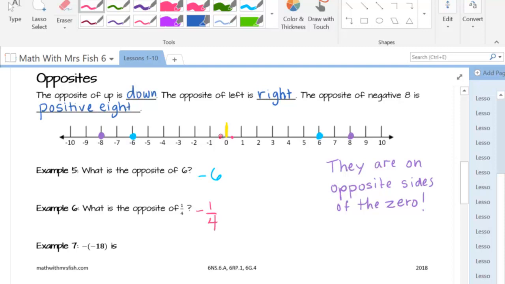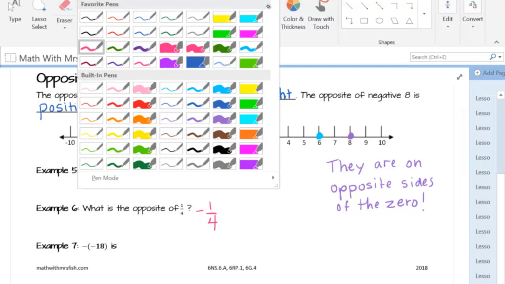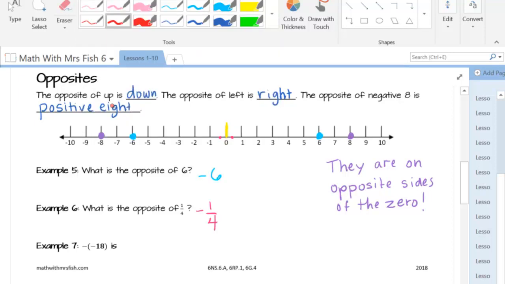Okay. Grab your red pen. We're going to talk about red is wrong for a second. The opposite of 1/4 is not 4/1. That is something called a reciprocal.